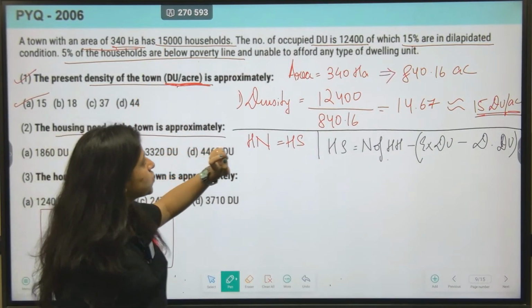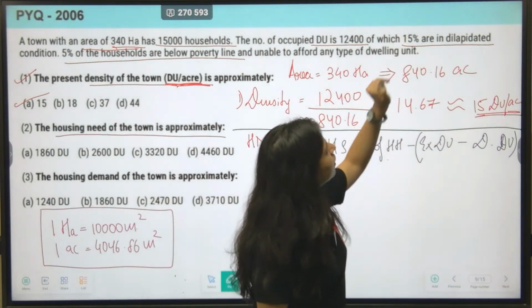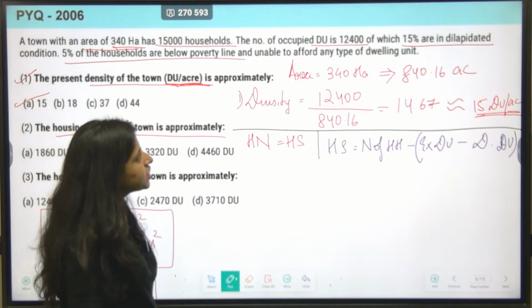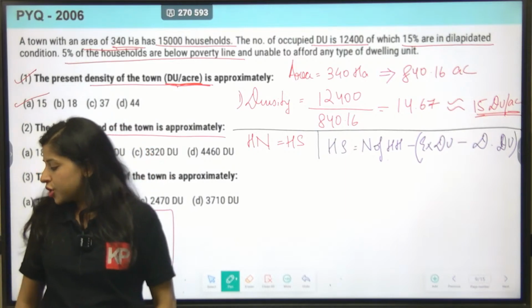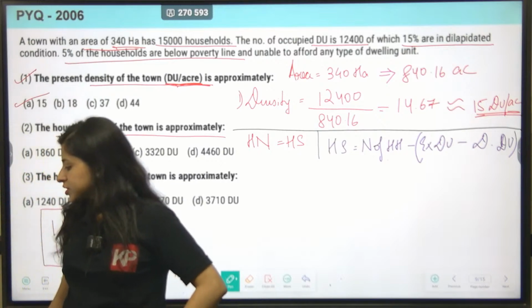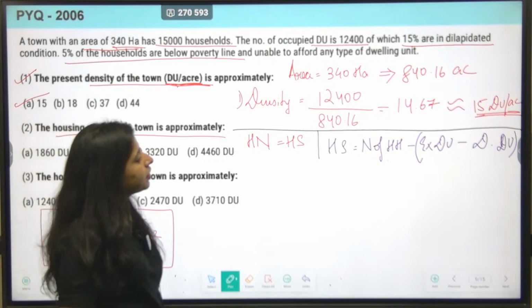Yes, we know the number of households. Existing dwelling unit, yes, we know the existing dwelling unit. Dilapidated dwelling unit is given in percentage. So what they are saying is that 15% of the dwelling units are dilapidated dwelling units. Any confusion? No, I hope it's clear. Fine. So they are saying 15% of the dwelling unit is dilapidated dwelling unit.